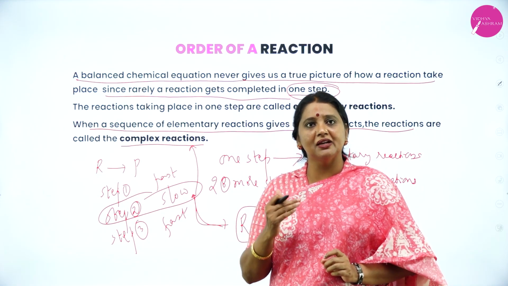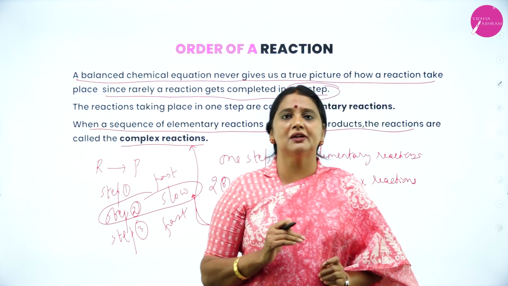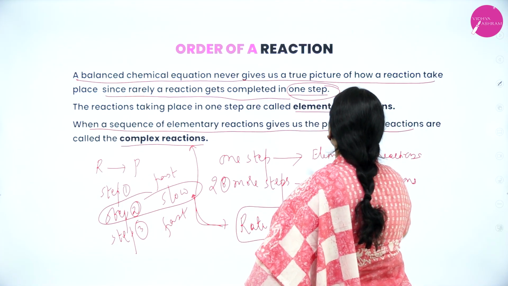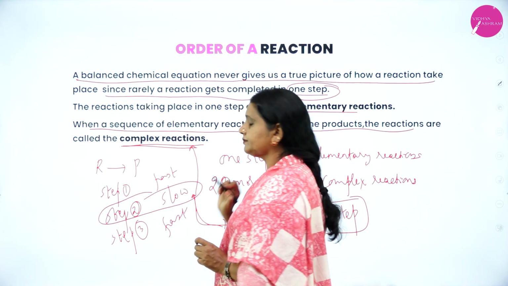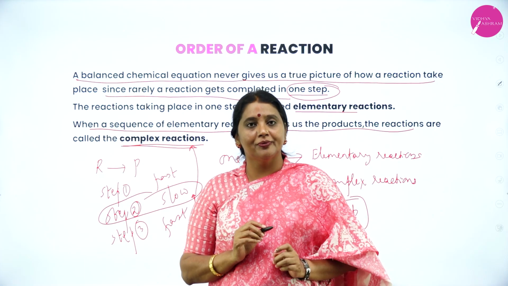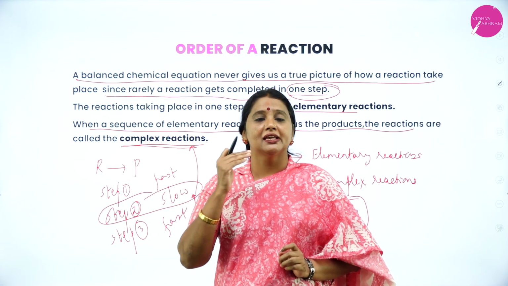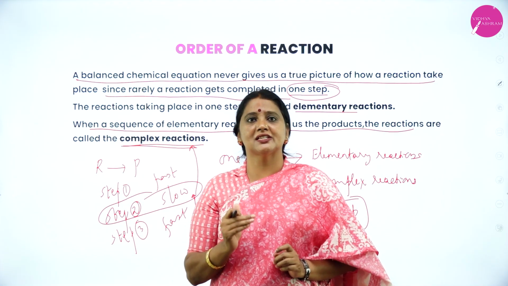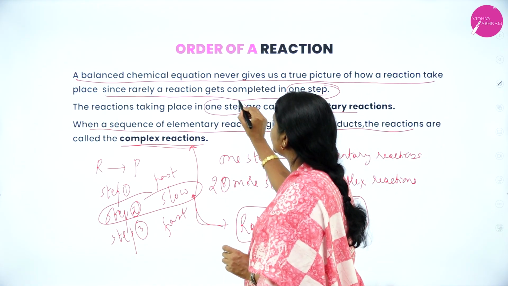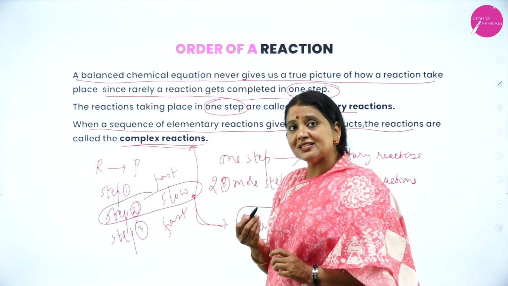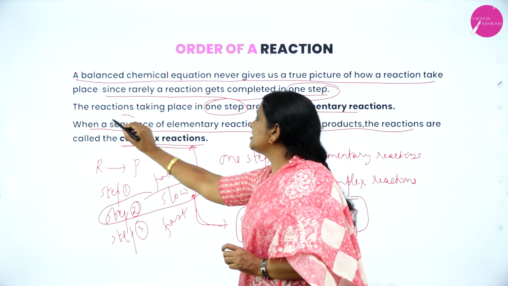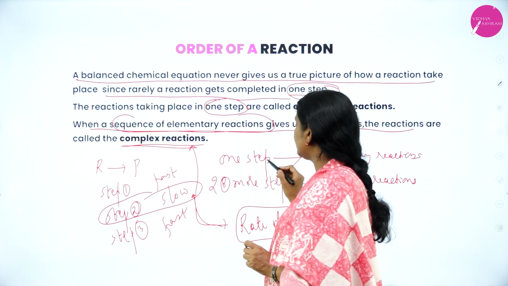Therefore, once again I will repeat, depending upon number of steps, how many types of reaction? 2 types of reaction. One is elementary reaction, second one complex reaction. Elementary reactions are those which take place by 1 step. Complex reactions are those which take place by 2 or more steps, or a sequence of elementary reactions, called as complex reaction.